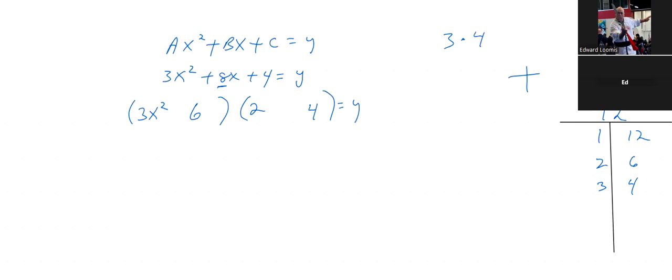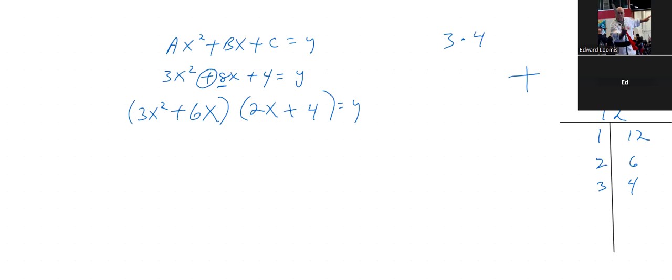Now, I also have to include x's for these. And that was a positive 4. How do I know whether this is going to be a positive or negative 6? Well, because I'm adding, I'm going to put whatever b is. It's a positive, so they both have to be positive. So it's a positive 6x.